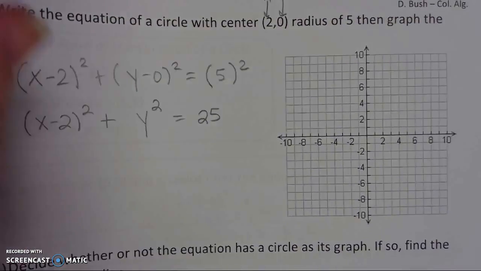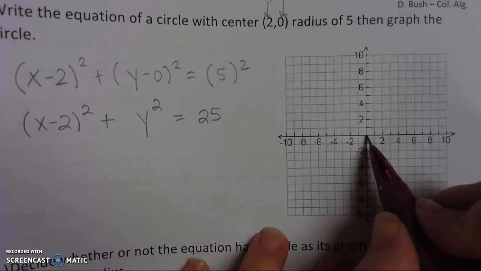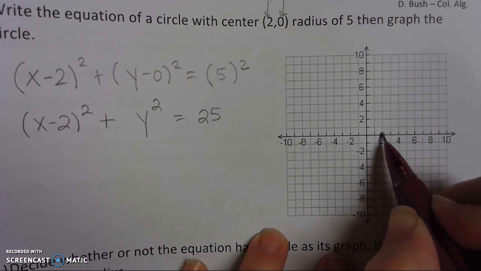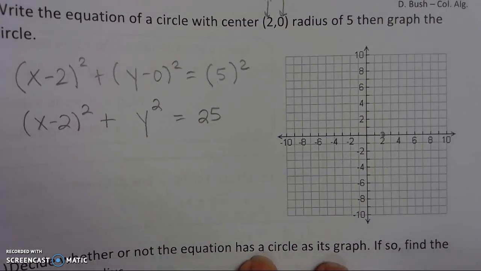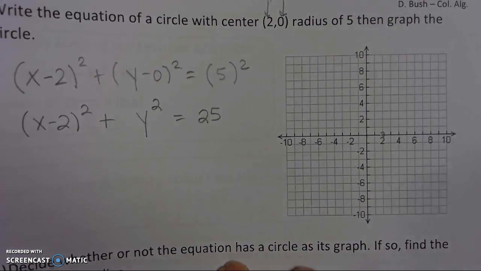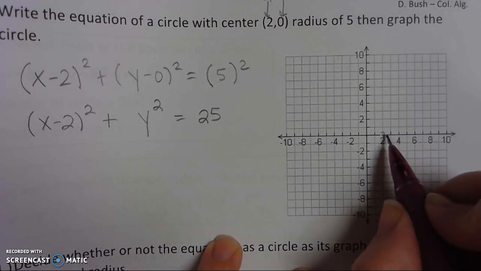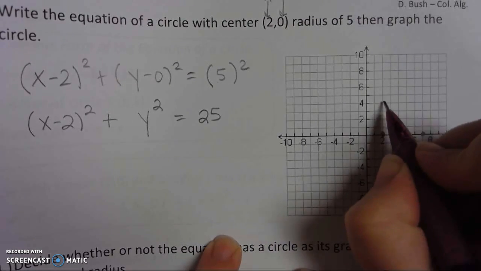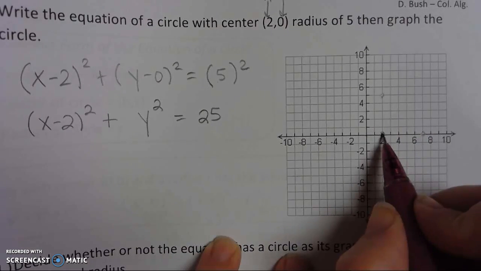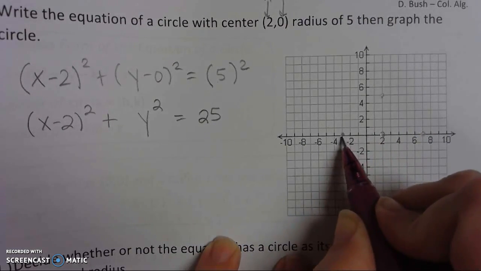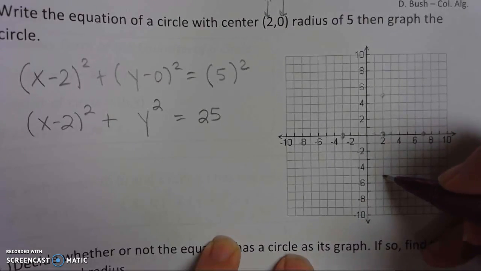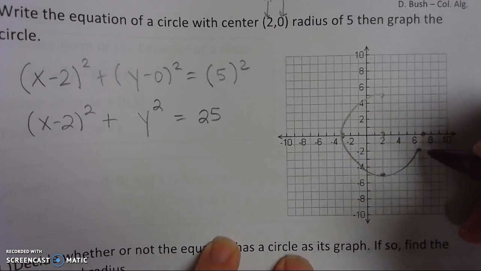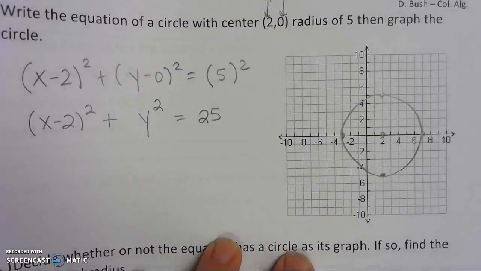Alright, let's go over here and graph that. Starting at the origin, to mark the center, I'm going to go right 2, but I don't go up or down any. So here's my center. And then from there, I'm going to move 5 right, 5 up, 5 left, and 5 down to get me enough points to form a circle. So from the center, 1, 2, 3, 4, 5 right. From the center up, 5. From the center left, 1, 2, 3, 4, 5. And from the center down, 5. Then I'm going to connect those dots to form my circle.